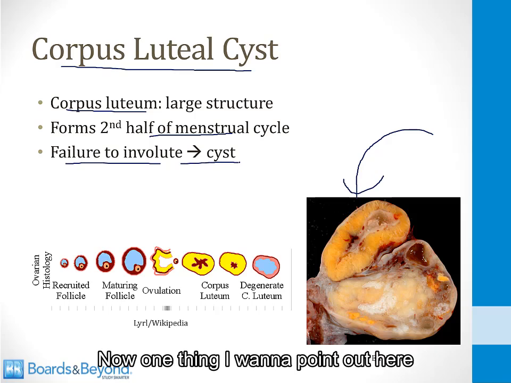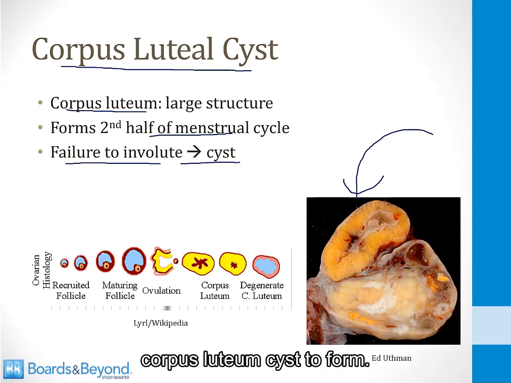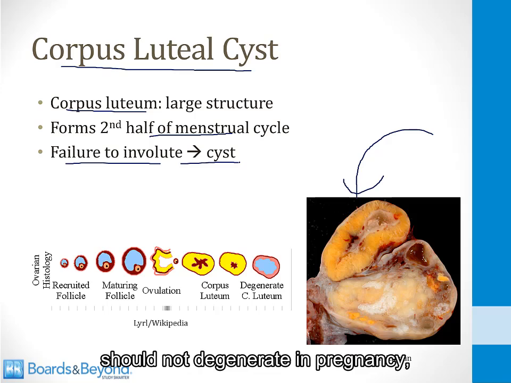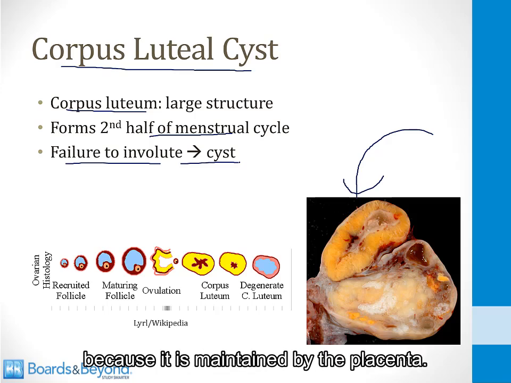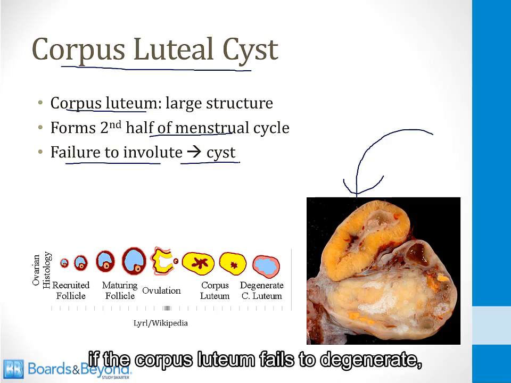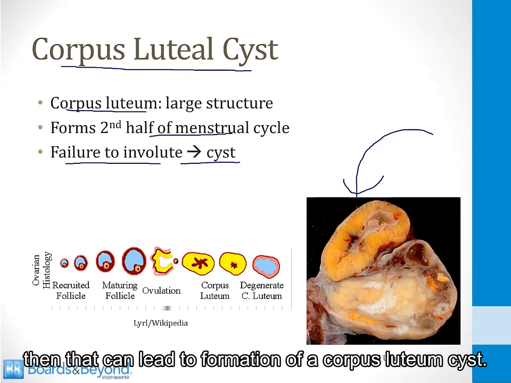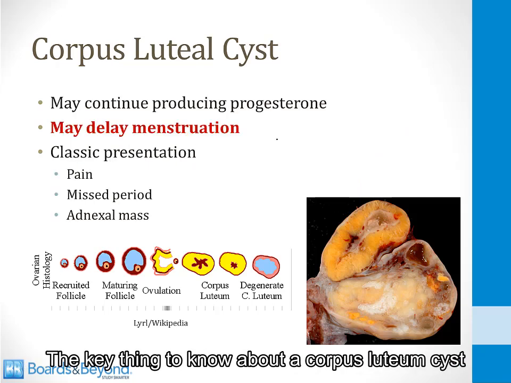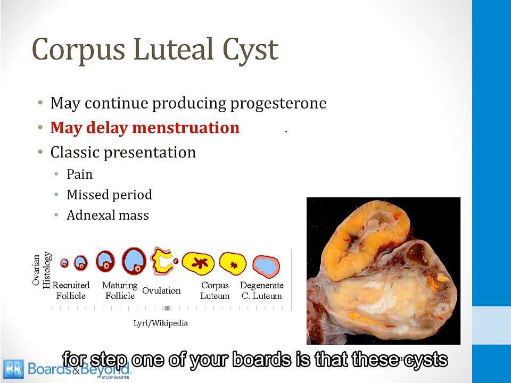Now, one thing I want to point out here is that in pregnancy, it's normal for a corpus luteum cyst to form. In other words, the corpus luteum should not degenerate in pregnancy because it is maintained by the placenta. However, outside of pregnancy, if the corpus luteum fails to degenerate, then that can lead to formation of a corpus luteal cyst.